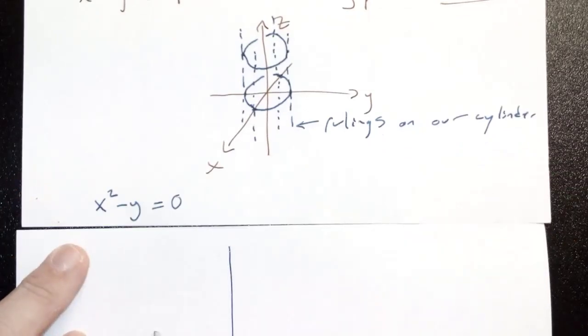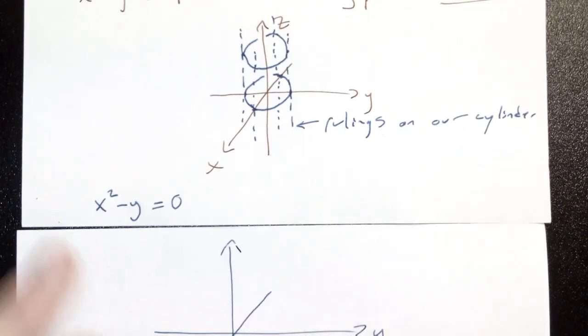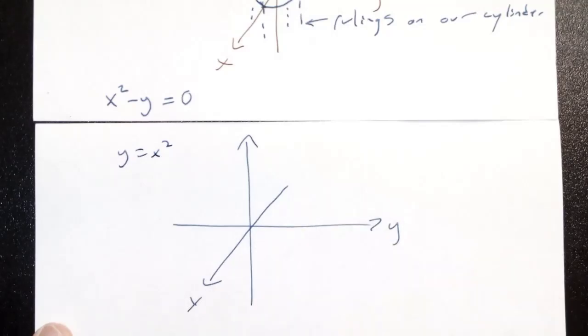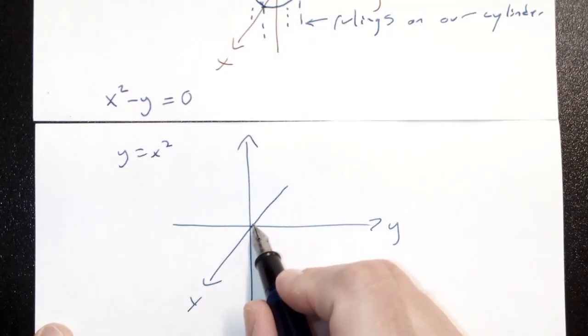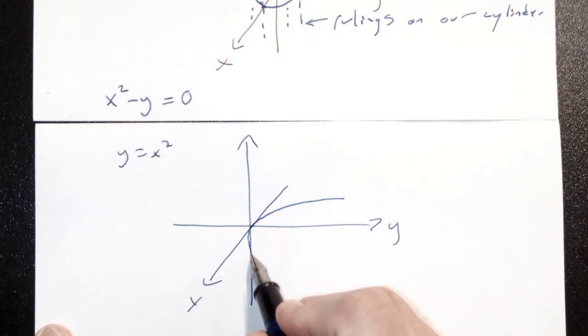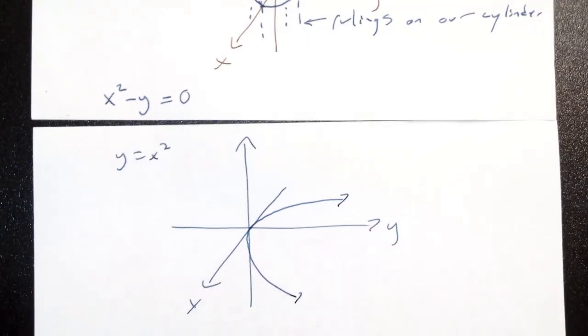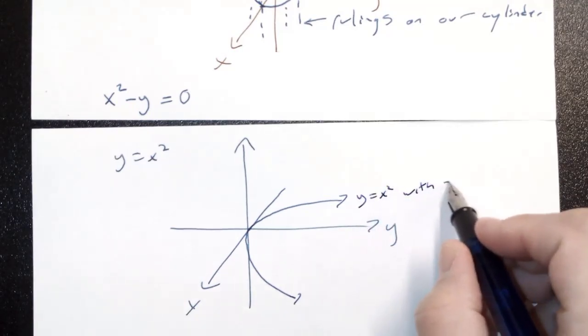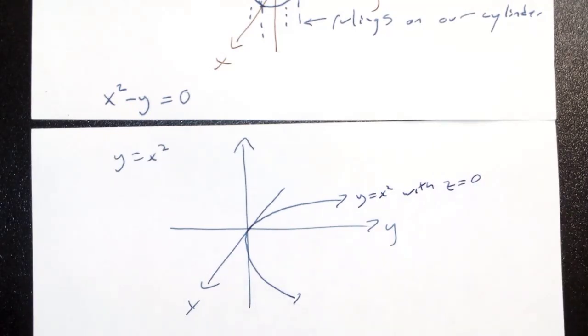Oh, in 3D, I should get the parabola y equals x squared in the xy plane. Now, this is going to look horrible. But in the xy plane, I have a parabola. Now, really, that's drawn on the floor.